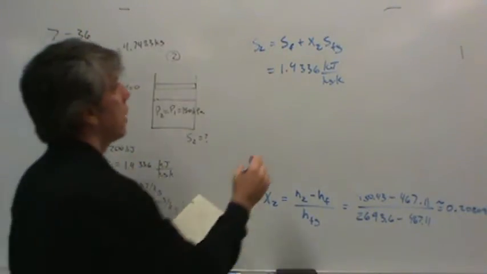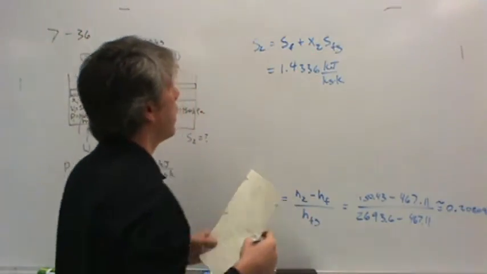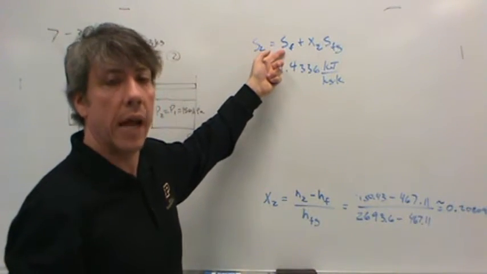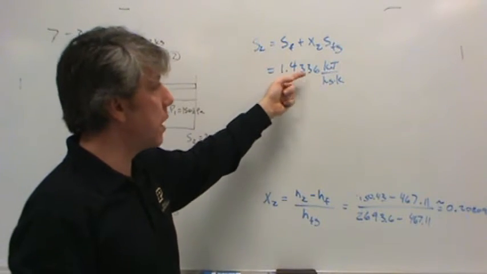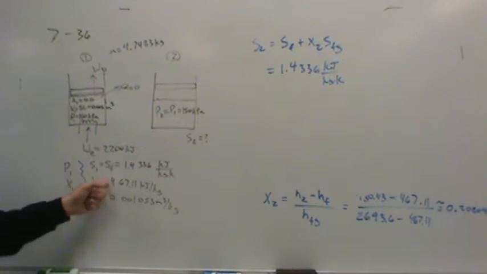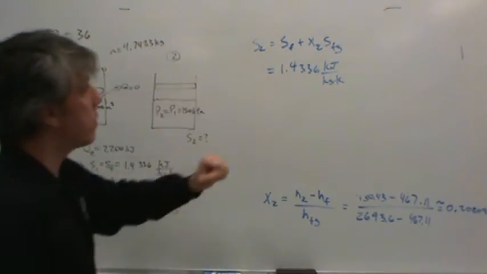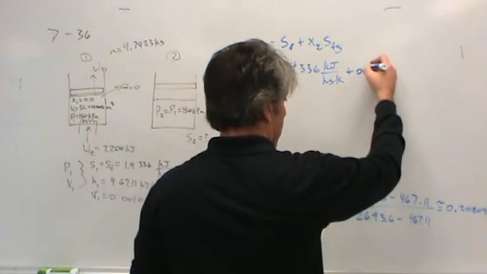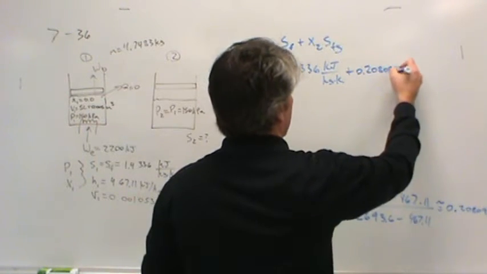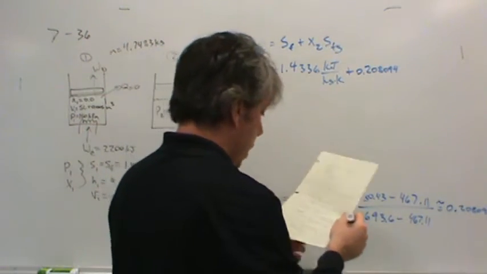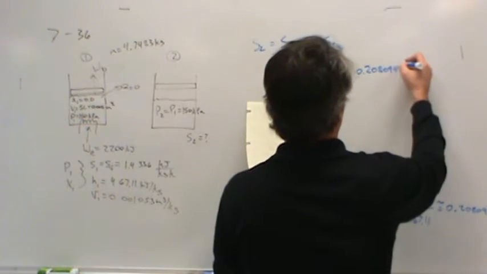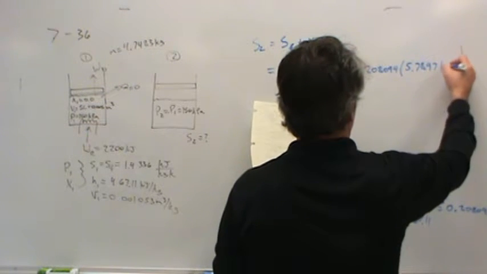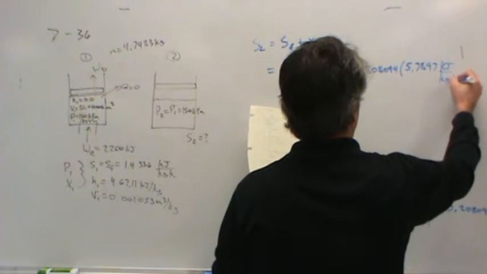Okay, that was the entropy in state 1, and the reason it was the entropy in state 1 is because it was the entropy of saturated liquid at 150 kilopascals. So I'm plugging it in here, not because it was the entropy in state 1, but because it's the entropy of saturated liquid at 150 kilopascals. So now add to that the quality, 0.20809.4 multiplied by SFG, which they do have conveniently for you in the table. It's 5.7897 kilojoules per kilogram per Kelvin.